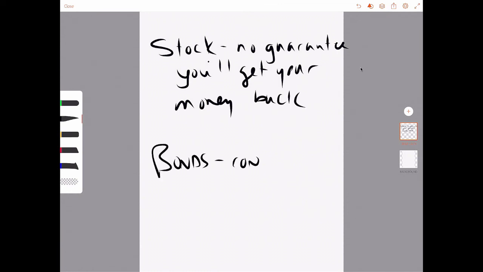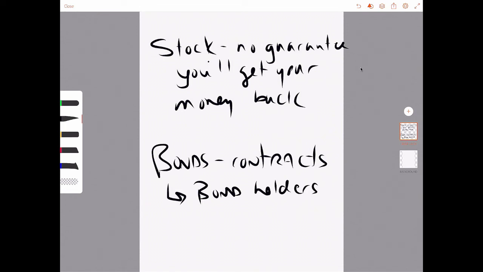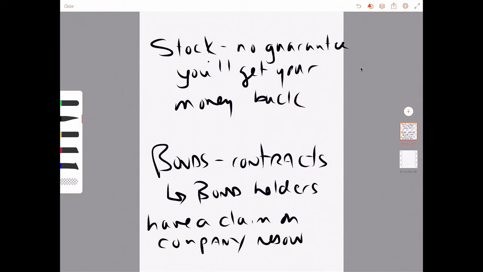Bonds are contracts. And while you might not get all your money back if a company goes bankrupt, you do have a claim on the resources of a company if they go bankrupt. Bondholders may not get all their money back, but bondholders have a claim on company resources. So if a company goes bankrupt and has to sell its resources, some of the money is going to have to be repaid to the bondholders. But the stockholders, you're just totally out of luck.